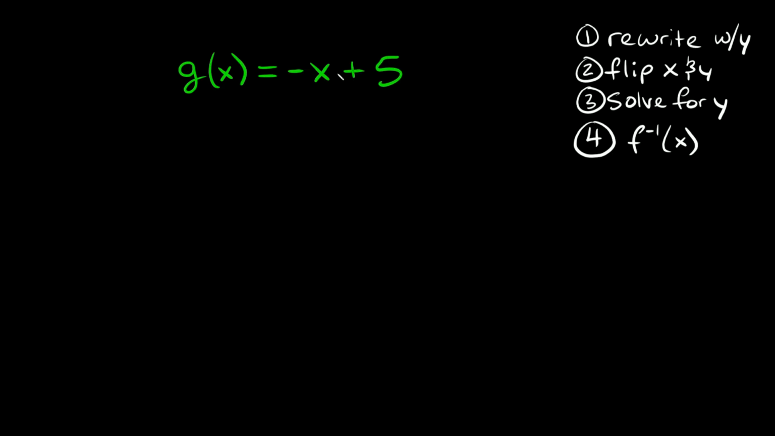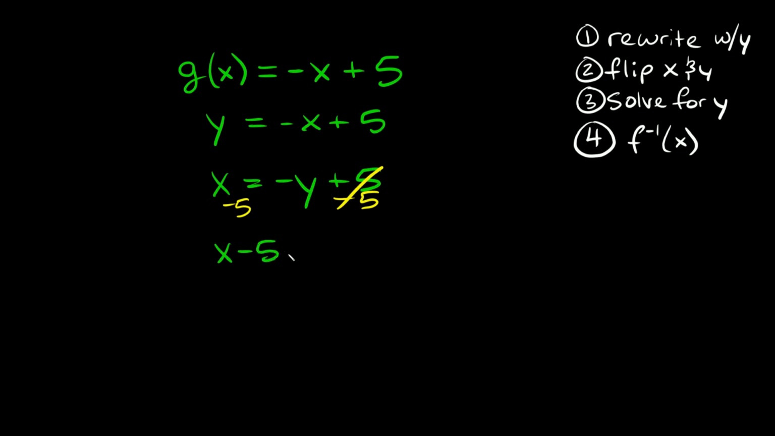Okay, so here we have g of x is equal to negative x plus 5. So again, we're going to write this as y is equal to negative x plus 5. And then we're just going to flip the x and y. So we're going to have x is equal to negative y plus 5. All right, and then lastly, just solving for y over here, let's get rid of this positive 5 by subtracting 5 from both sides. Those cancel out, so then we get x minus 5 is equal to negative y, right? To get rid of this negative sign, divide both sides by negative 1, like so.